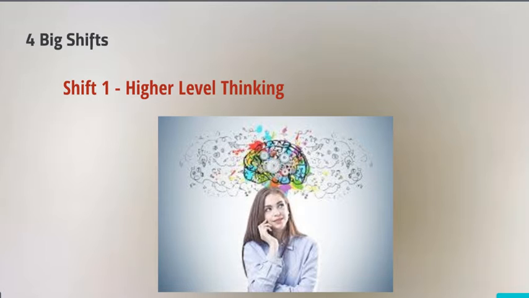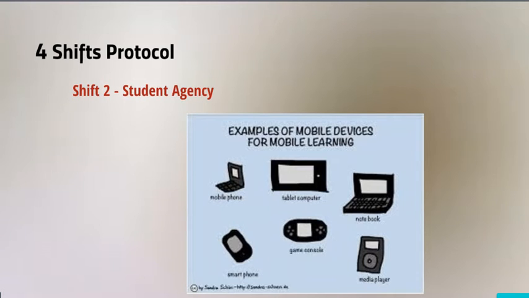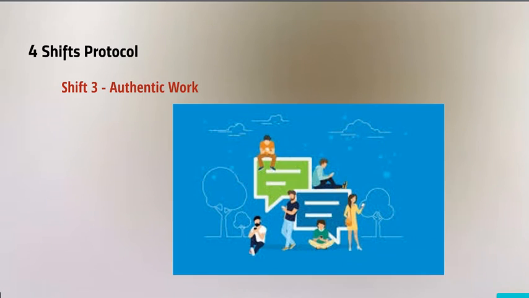All right, student agency. It shifts from an overwhelmingly teacher-controlled learning environment to student agency, ownership, and control of what, how, when, where, and who, and why they learn. All right, authentic work. The environment shifts to provide students more opportunities to engage with and contribute to relevant local, national, and international interdisciplinary communities.